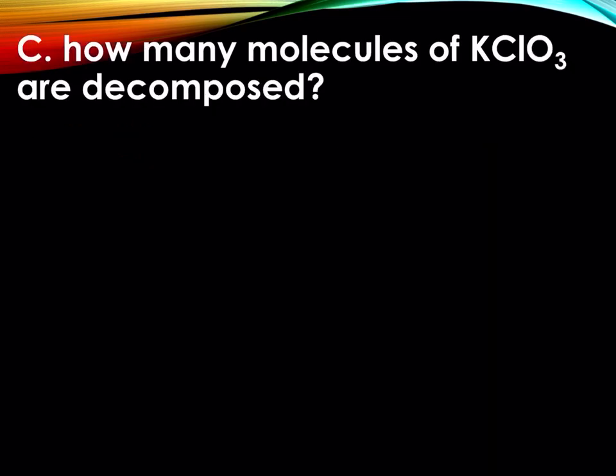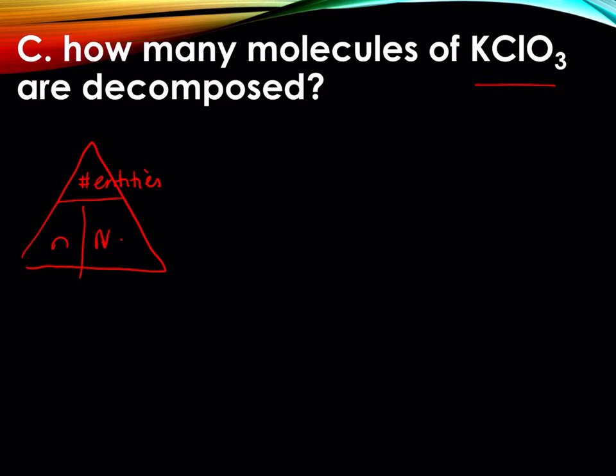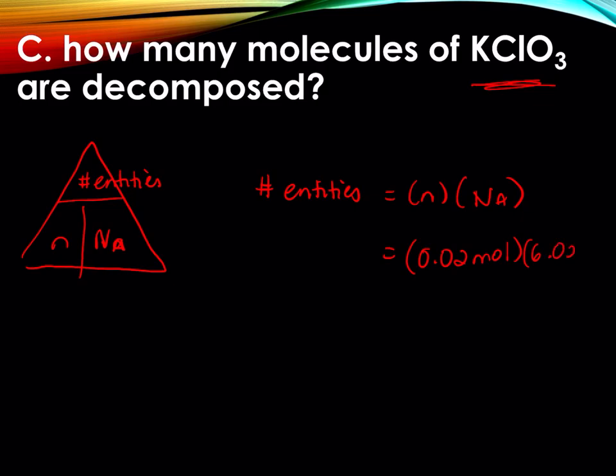Read the question carefully. This one does not say that we have to change it back into grams, so I'm not going to do that. Just leave it as moles. Then it says how many molecules of KCl are decomposed, or sorry, KClO3. So again, we have the number of entities and moles and Avogadro's number. So the number of entities is moles times NA. We already have the KClO3 from part A is 0.02 moles.